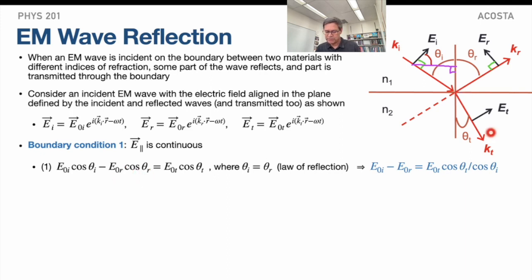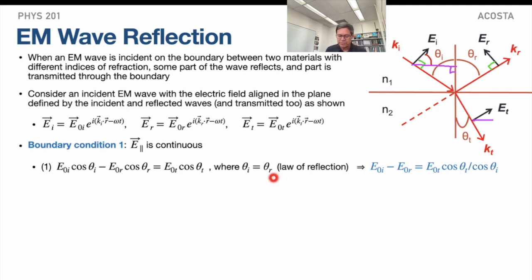For the transmitted wave coming out here, I take the component parallel to the surface. When I project onto that direction, that's going to be in the positive direction, and you can work out that it'll also be a cosine, in this case of the transmitted angle theta t.